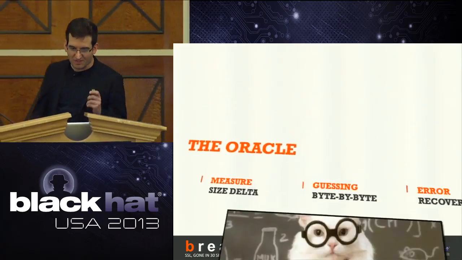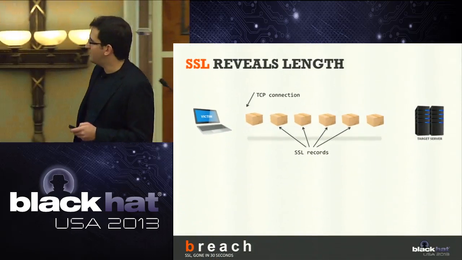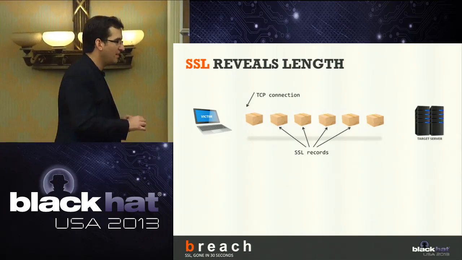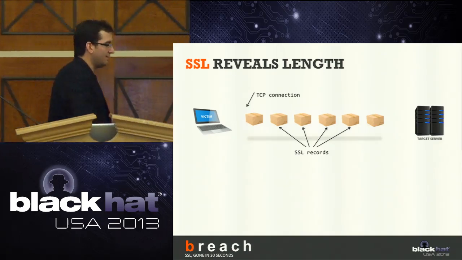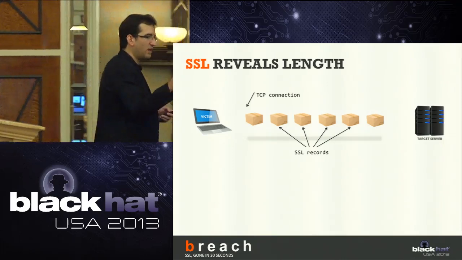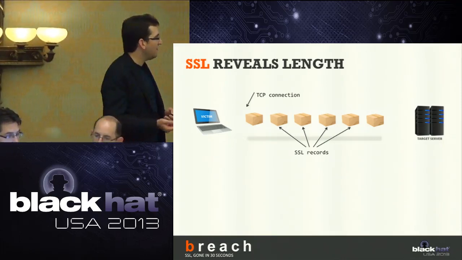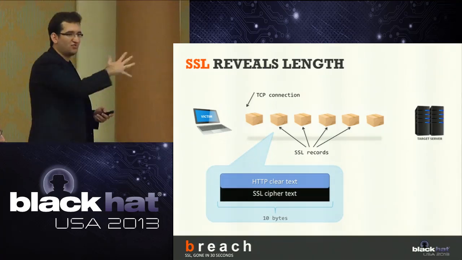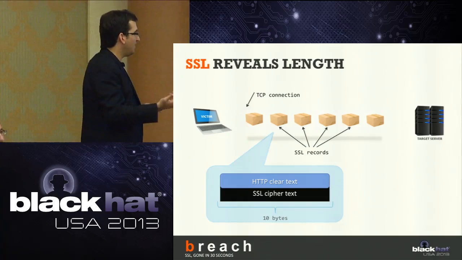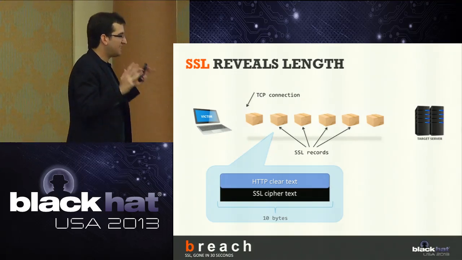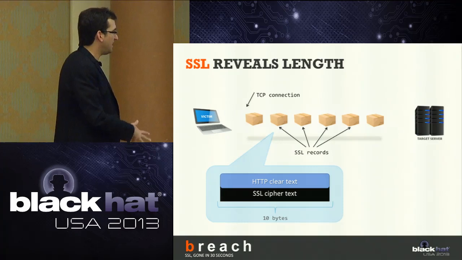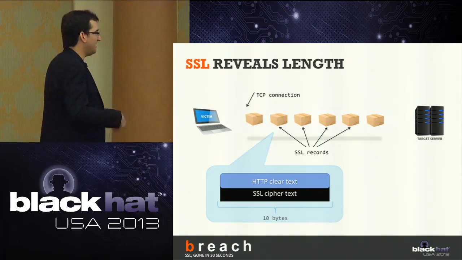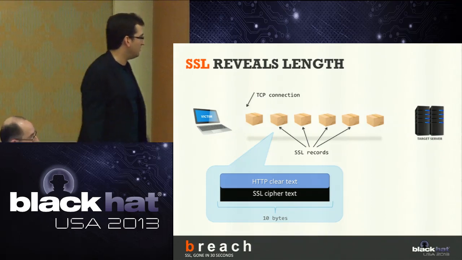So let's look at SSL for a few seconds. What is the problem with SSL? Well, the problem is SSL does not hide length. So you have a victim, you have a target server. There's SSL packets, request and response pairs flowing back and forth. Now it turns out that the HTTP clear text, at least in the stream ciphers, is the same. After the handshake and all that is taken care of, it's exactly the same as the SSL ciphertext. So the size of the underlying plain text is the same size as the ciphertext. In this case, we have an example, 10 bytes.